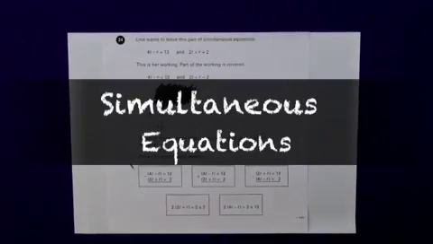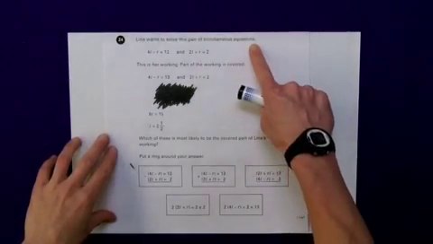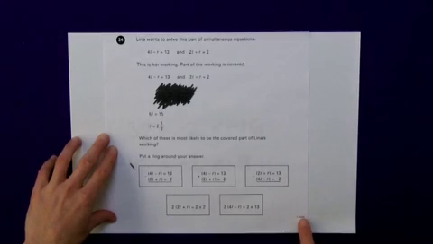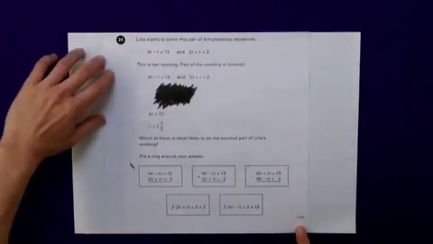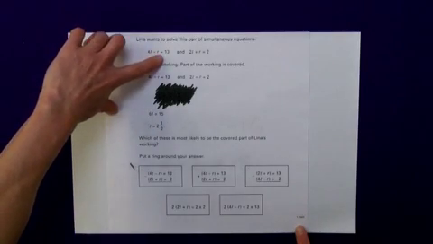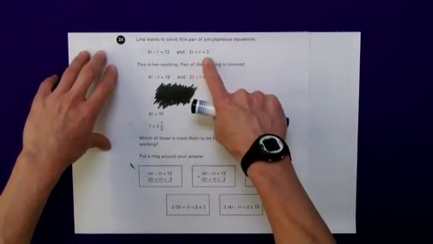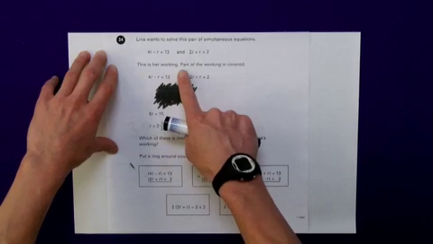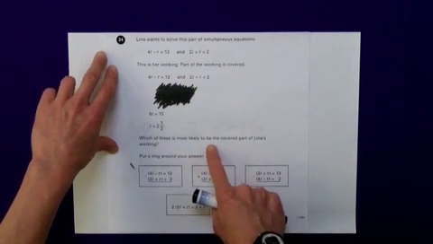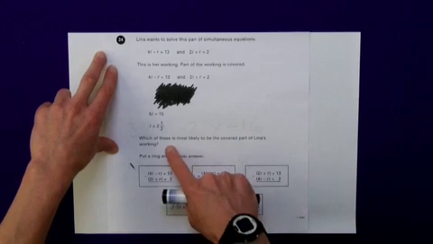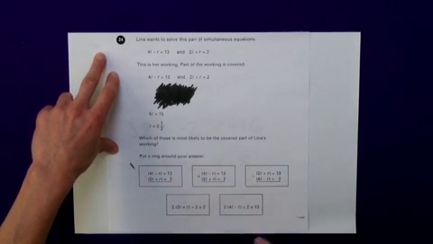This question is quite a difficult topic, simultaneous equations, but it is only worth 1 mark. It says, Lena wants to solve this pair of simultaneous equations. 4t minus r is equal to 13, and 2t plus r is equal to 2. This is her working. Part of the working is covered. Which of these is the most likely to be the covered part of Lena's working? Put a ring around whichever one you think it is.